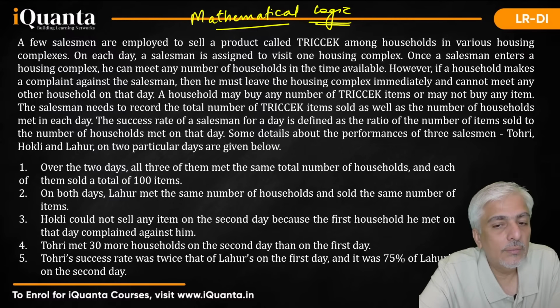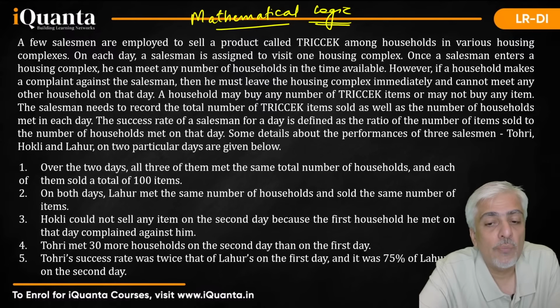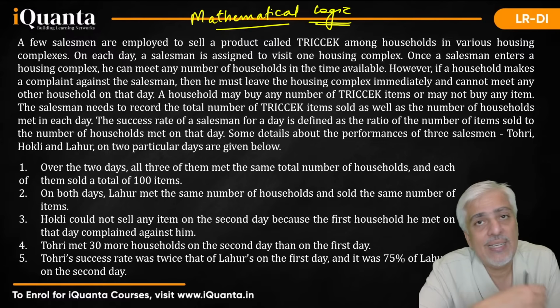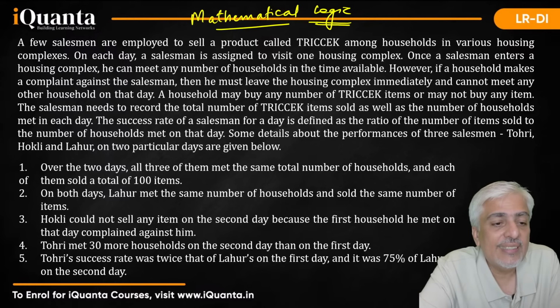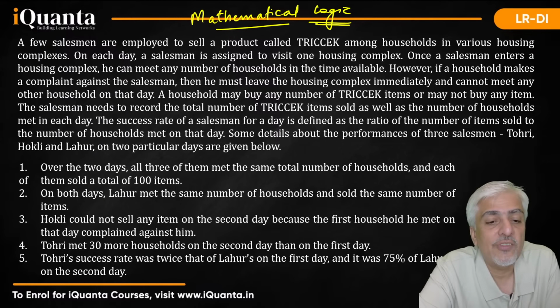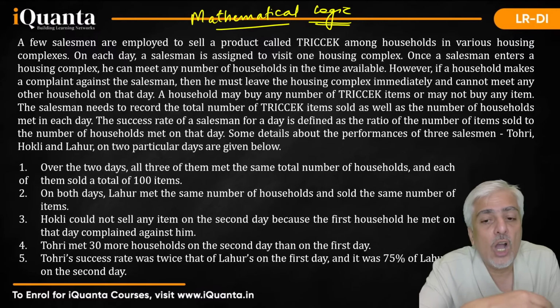Now, a household may buy any number of Trisec items or may not buy any item. So they might buy items, might not buy also. The salesman needs to record the total number of Trisec items sold as well as the number of households met in each day. So he needs to figure out how many houses he went to and how many items he sold.